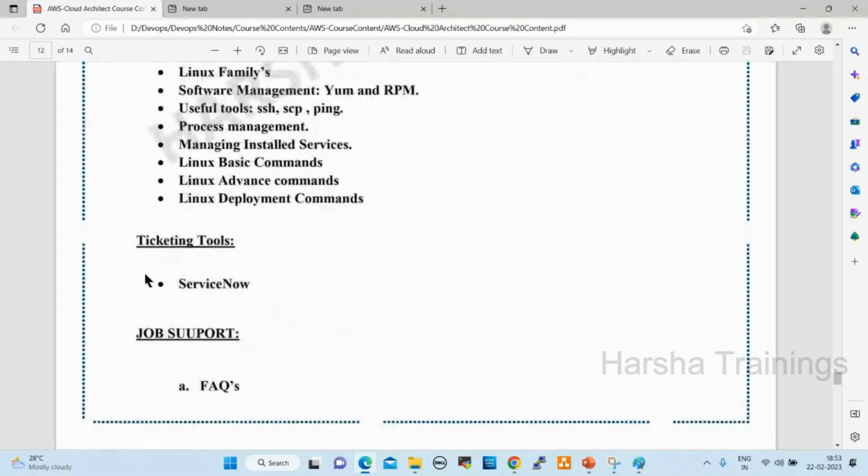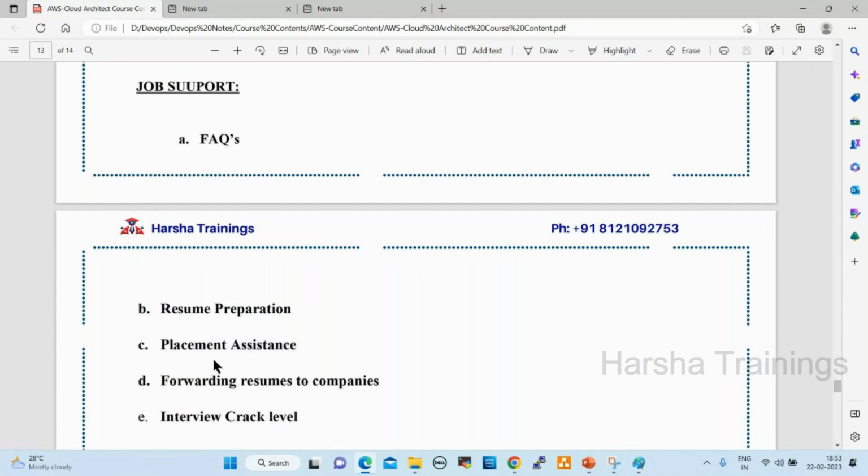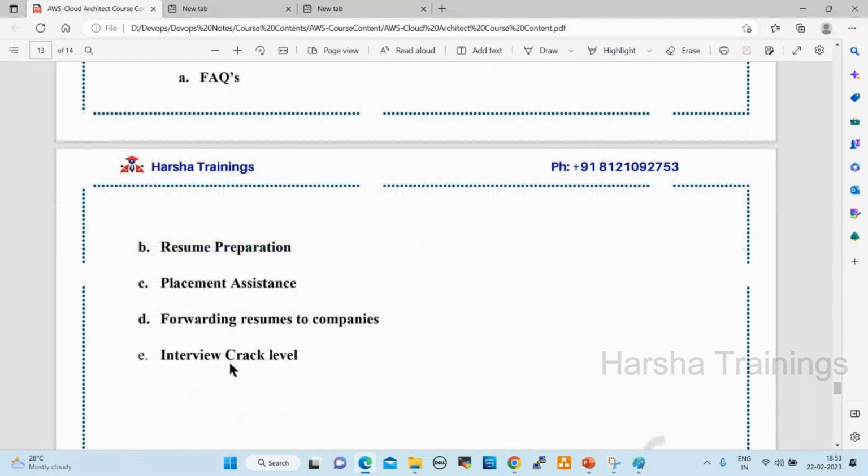Ticketing systems, job support, FAQs, resume preparation, placement assistance, so forwarding resumes to companies. Interview crack level training will be provided here. Every concept, every service, we'll deep dive. This course duration is 45 days. You know the costing, right? This is the offer price.